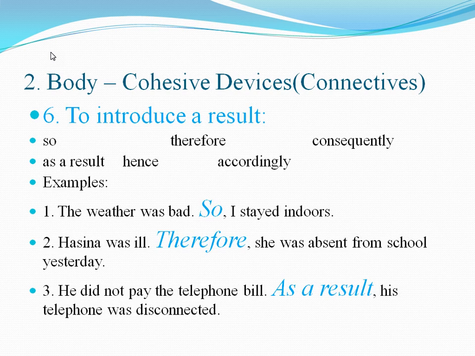Again, to introduce the result: so, therefore, consequently, as a result, hence, accordingly. These cohesive devices will be used at the time of putting your result. Suppose you have gone through an investigation relating to a topic, and finally you say, consequently we can say that. The weather was bad, so I stayed home indoors. So is a cohesive device. And Hasina was ill, therefore she was absent from school yesterday. So therefore, so, as a result, these are the cohesive devices used in case of introducing your result.